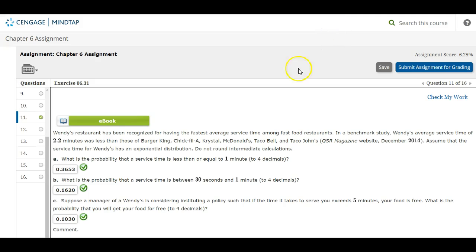So switching back to the problem, I've entered these in, and as you can see, they all check out as being correct.